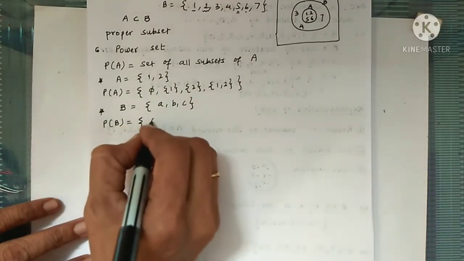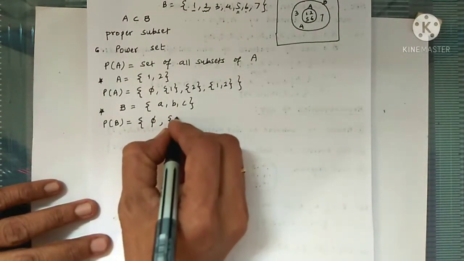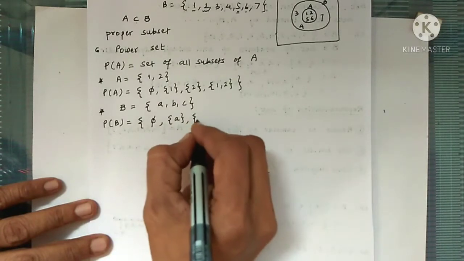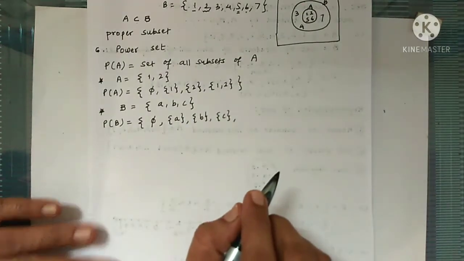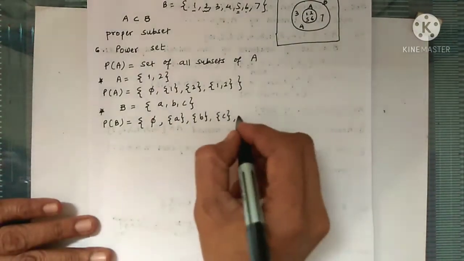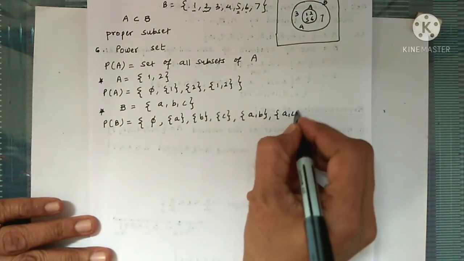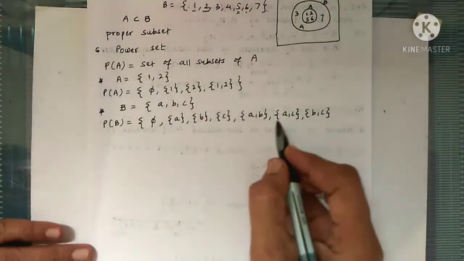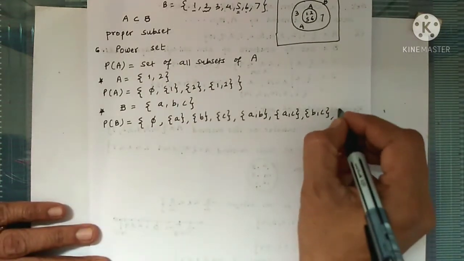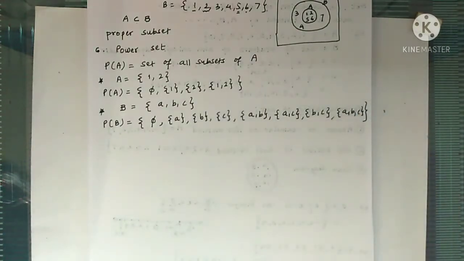Start with 0 elements, that means the empty set. Now write down the singleton elements: singleton A, singleton B, singleton C. These are subsets of B. Now take the sets with two elements: A and B together, then A and C together, and then B and C together. So we have these three subsets with two elements, and the last one is the subset with three elements A, B and C. So this is the power set of B.